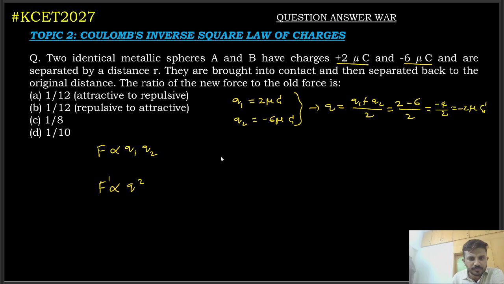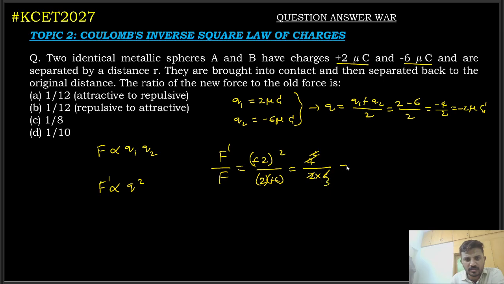So the ratio of new force to the old force is equal to minus 2 whole square divided by how much? 2 into Q1 into Q2, right? That is 2 into minus 6. Let's just take the magnitude. 2 square is 4 divided by 2 into 6. 2 ones are 2, 2 twos are 4, 2 threes are 6. So 1 by 3 is your answer. Correct, no? 1 by 3, but it is not given here.